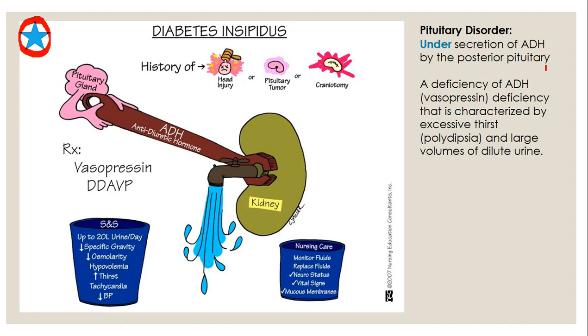And if you watch the first video that goes over the anatomy and physiology of the endocrine system, ADH is the only hormone, at least for testing purposes, that you need to know that is stored by the posterior pituitary and released. So when there is a deficiency in ADH, also know that it's called vasopressin deficiency. It is characterized by excessive thirst, which is also known as polydipsia, and large volumes. And here's the key word: dilute urine.